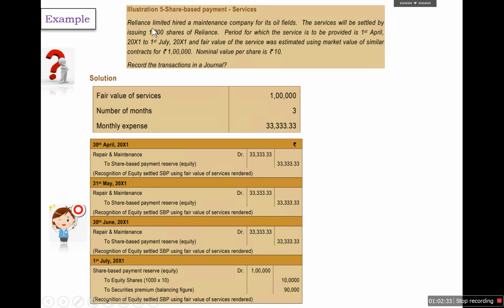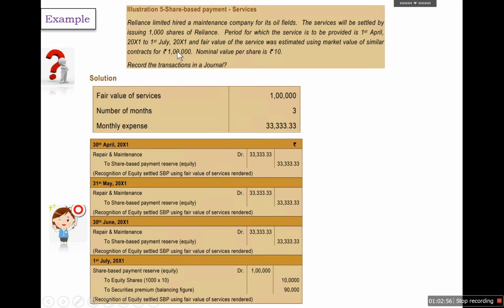Next is Reliance Limited hired a maintenance company for its oil field. The services will be settled by issuing 1,000 shares of Reliance. Period for which services is to be provided is 1st April to 1st July. So for 3 months, services to be provided, and they will issue 1,000 shares. So the contract value is 1 lakh.